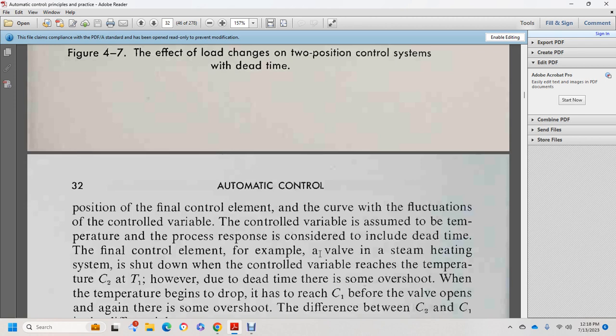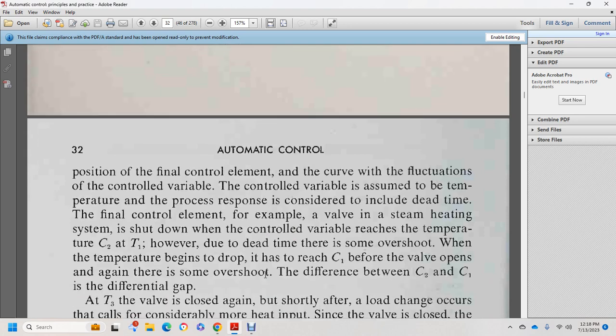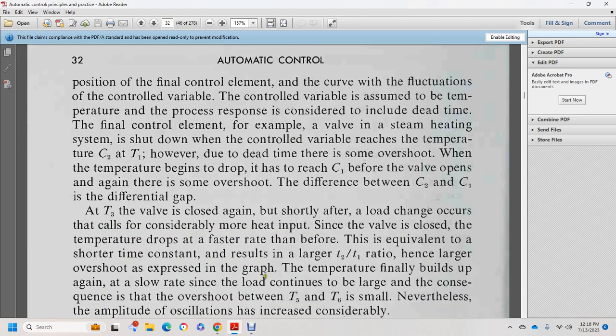Control change 2 with the temperature 1. However, due to the dead time, with some overshoot the temperature begins to drop to reach change 1 before the valve opens. Controller change 1 opens again with some overshoot, with the difference between change 2 and change 1 being the differential gap, at time 3.